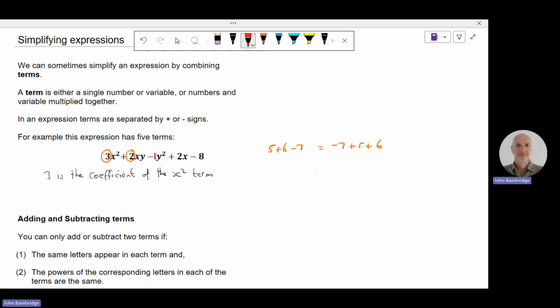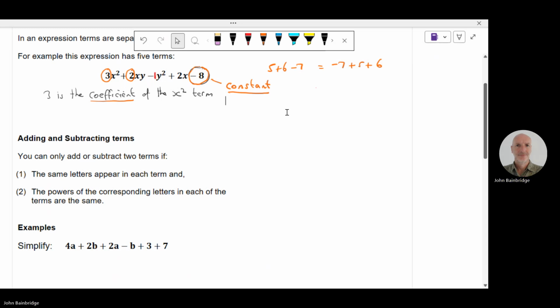So we can say the coefficient of y squared is minus 1. The coefficient of 2x is 2. And then when it comes to this number at the end, which doesn't have any letters, this minus 8, because it doesn't vary, there's no letters in it, the value stays the same, whatever the value of x or y. So we call this a constant term. This is the constant. So you'll hear people talking about the constant in an expression. I just wanted to introduce those two terms, constant and coefficient.